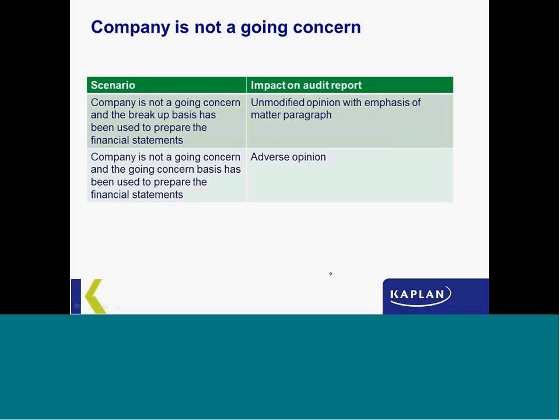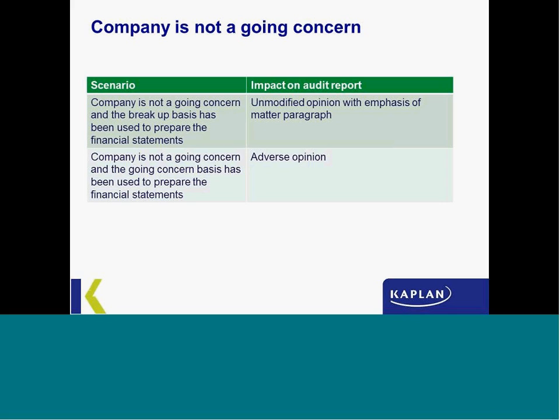So let's now have a look at some specific going concern issues and how they affect the audit report. In the exam, they've been tested in a number of ways. First, the company is not a going concern and the breakup basis has been used to prepare the financial statements. The audit report is an unmodified opinion with an emphasis of matter paragraph. It's not modified because it should be prepared on the breakup basis and they've prepared it on the breakup basis. So the statements are true and fair. It's not a going concern, but it's all still true and fair. So the opinion is unmodified with an emphasis of matter paragraph.